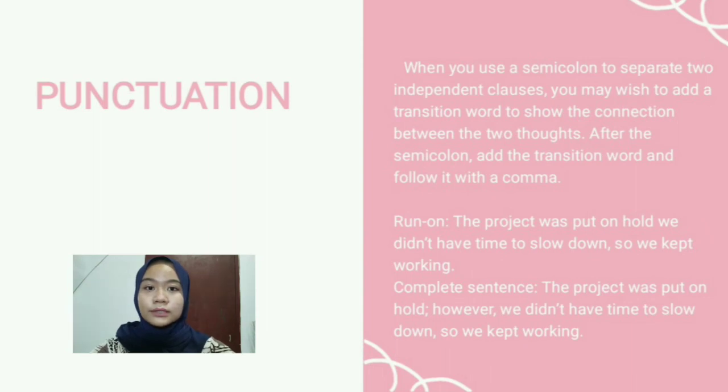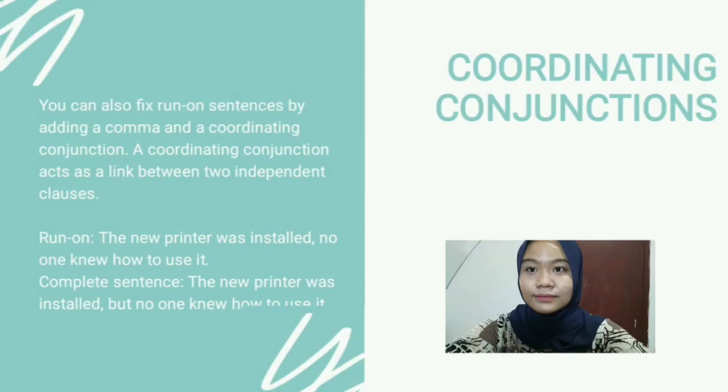Use a semicolon to separate two independent clauses. You may wish to add a transition word to show the connection between two thoughts. After the semicolon, add the transition word and follow it with a comma. Note: the project was put on hold. We didn't have time to slow down, so we kept working. In a complete sentence: The project was put on hold; however, we didn't have time to slow down, so we kept working.